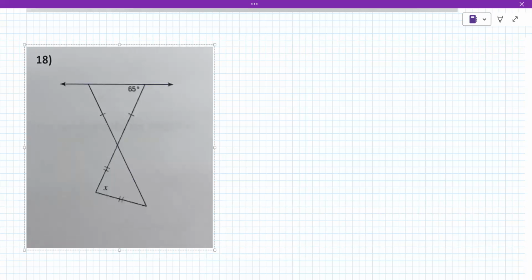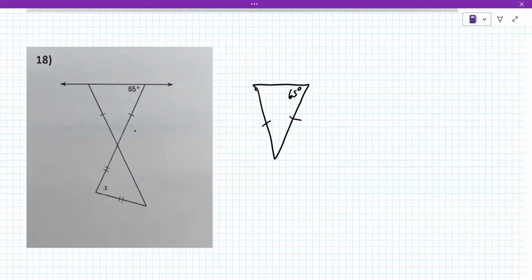All right. So it says isosceles and equilateral triangles. We don't know which one, but there's enough information here to find X, supposedly. Like we have to do some things to find it. This top triangle is an isosceles triangle. And we mentioned earlier that if it has the same sides, that means it has the same angles. So the base angles are congruent.